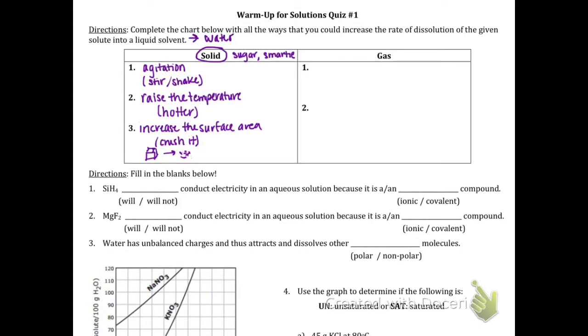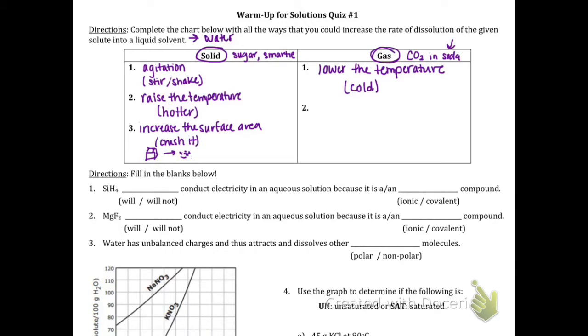Now on the other side, when you think about gases, this is different, right? So you've got to think of carbon dioxide in soda. How do you like your soda? This is not the same as the other side. Your soda, you like it cold. So that means we need to lower the temperature. Make it cold. That's how you get more carbonation.